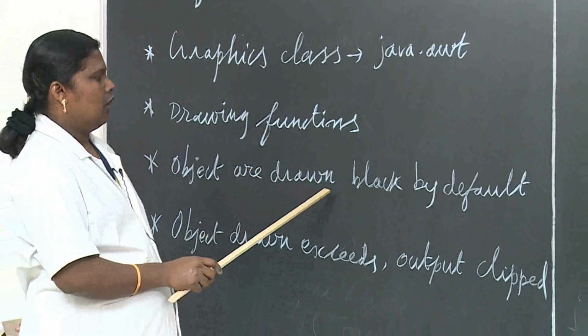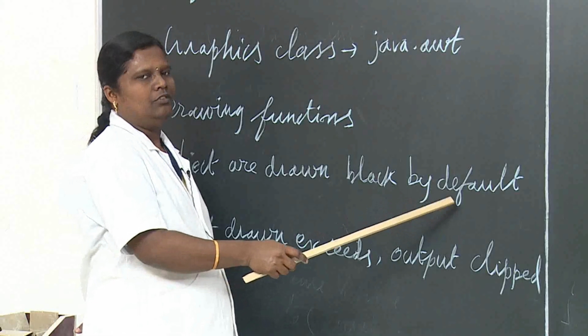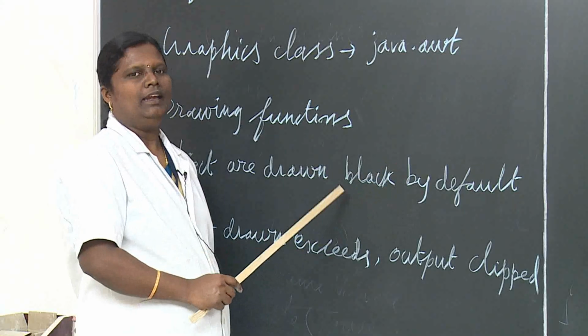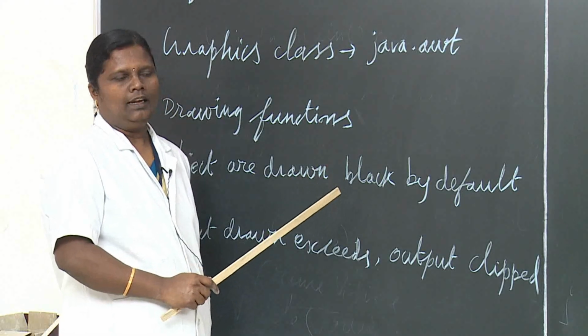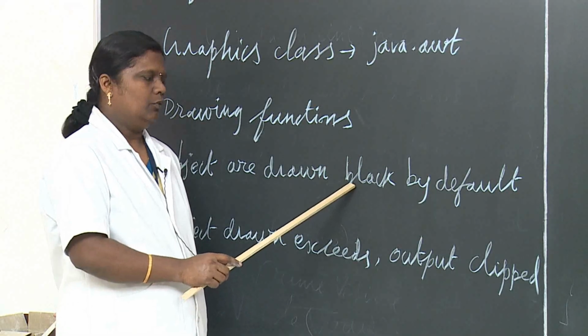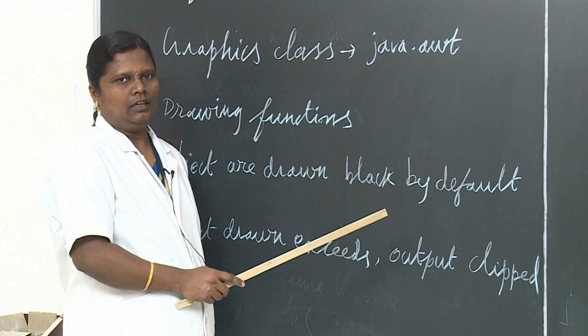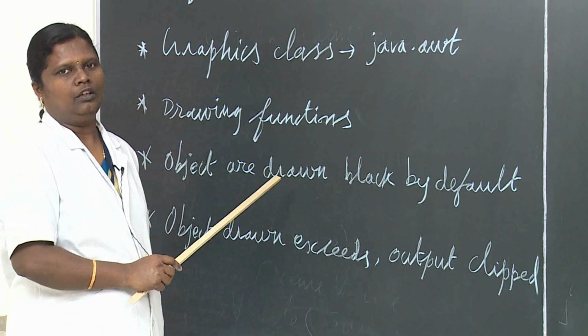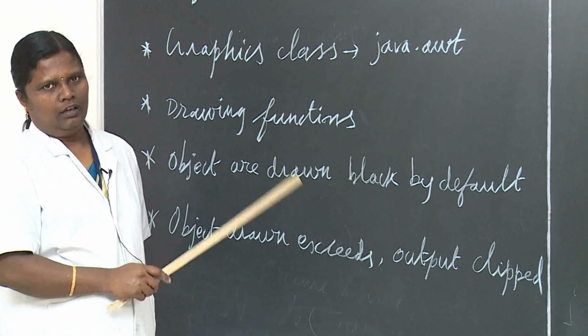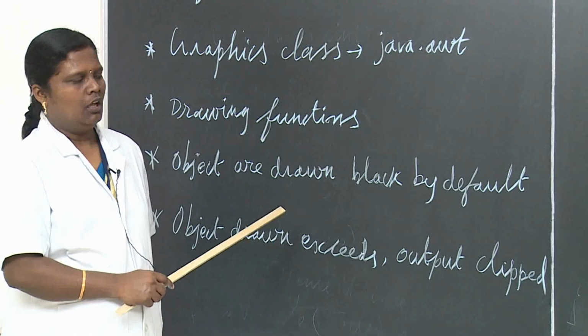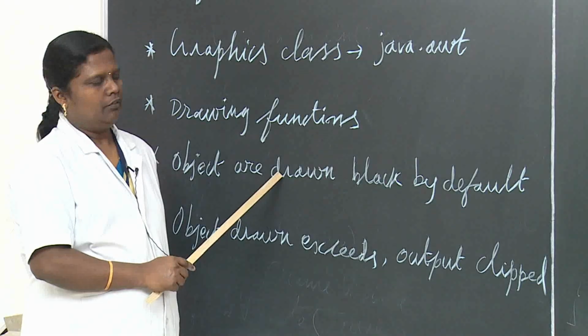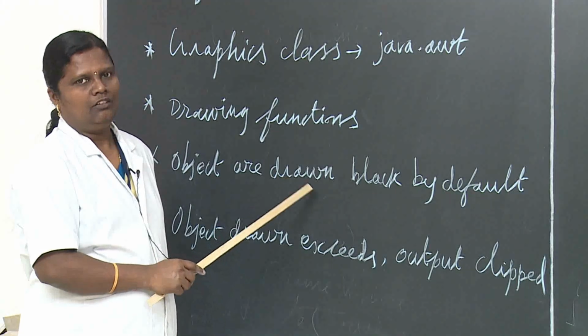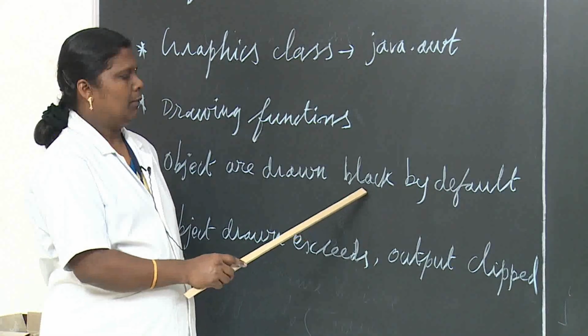Then, objects are drawn black by default. Initially, it is automatically drawn in black color. If we want to change to any other colors, from 0 to 255, we have 256 colors in total. So we can change them based on our wish. Whenever we want to, we can add the colors. But by default, it is the black color.